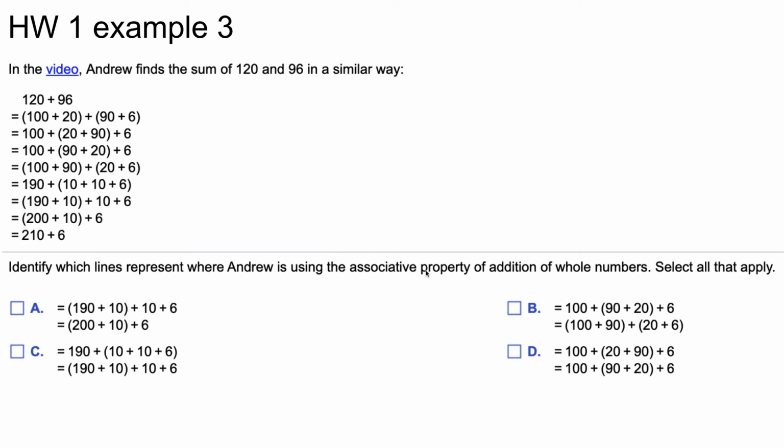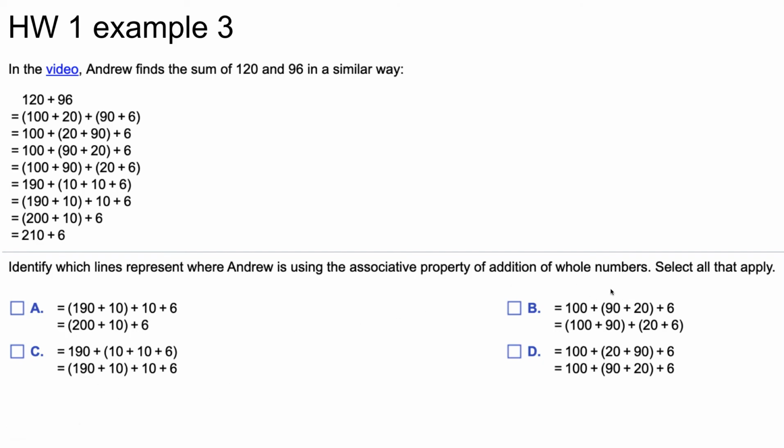Where did he use associative property of addition? From here to there? Did he associate differently? Not really. 190 plus 10 is 200, and then he added 10 and 6. So no, did not associate it differently. It's exactly the same thing. How about here? He was supposed to add 90 and 20 first, right? But the order didn't change, so it's not commutative property. Anyways, instead of adding 90 and 20 first, he added 190 together by associating the numbers differently. So this is associative property.